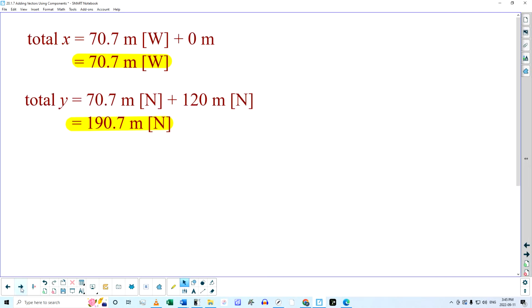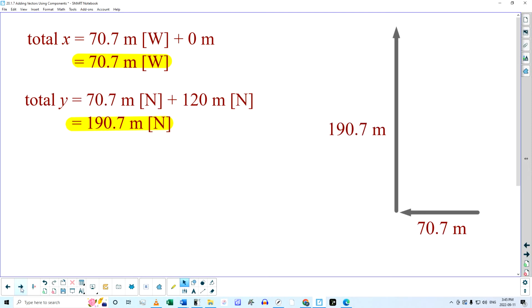If I want to add these two vectors, then I draw my horizontal first, 70.7 meters west. Then I draw my 190.7 meters north. And the sum of those two vectors, which is the sum of all of my components, which is the sum of the original two vectors, is represented by this vector. And again, you need to find the hypotenuse and the angle.